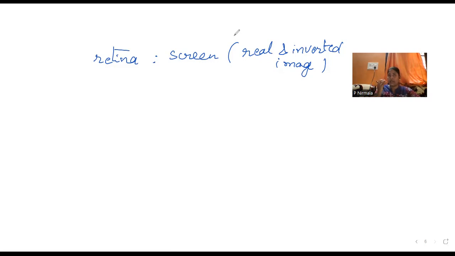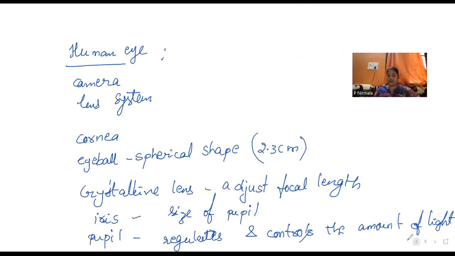So when we look at an object, it enters the cornea, and then the iris is there. If you see the pupil, iris and crystalline lens, in the middle we have aqueous humor. And between the retina and ciliary muscles we have vitreous humor. Many times MCQs are asked on these. So which one behaves as a screen? Retina behaves as a screen. Which one regulates the amount of light? The pupil, and the iris's work is to control the size of the pupil. And the crystalline lens's work is adjusting the focal length.